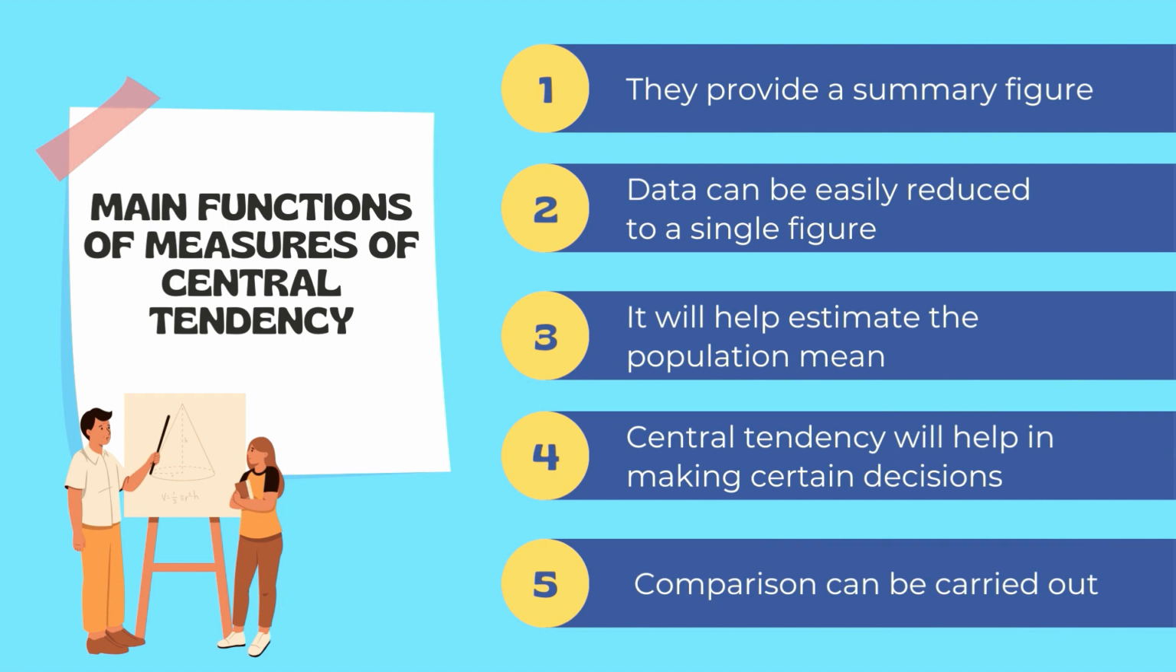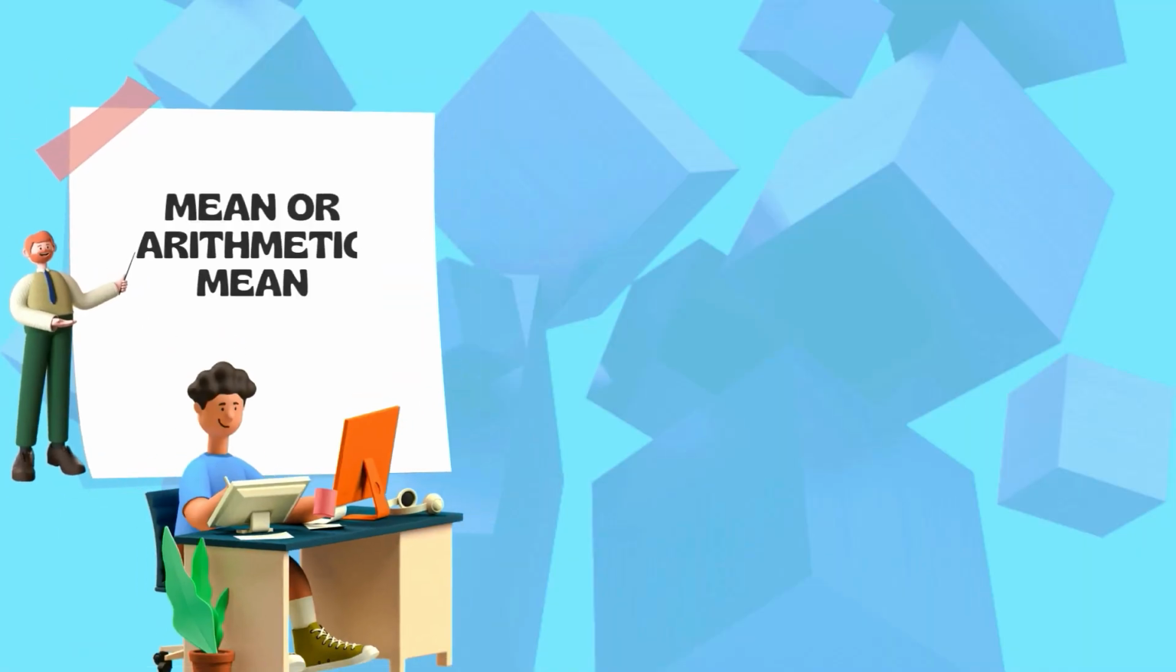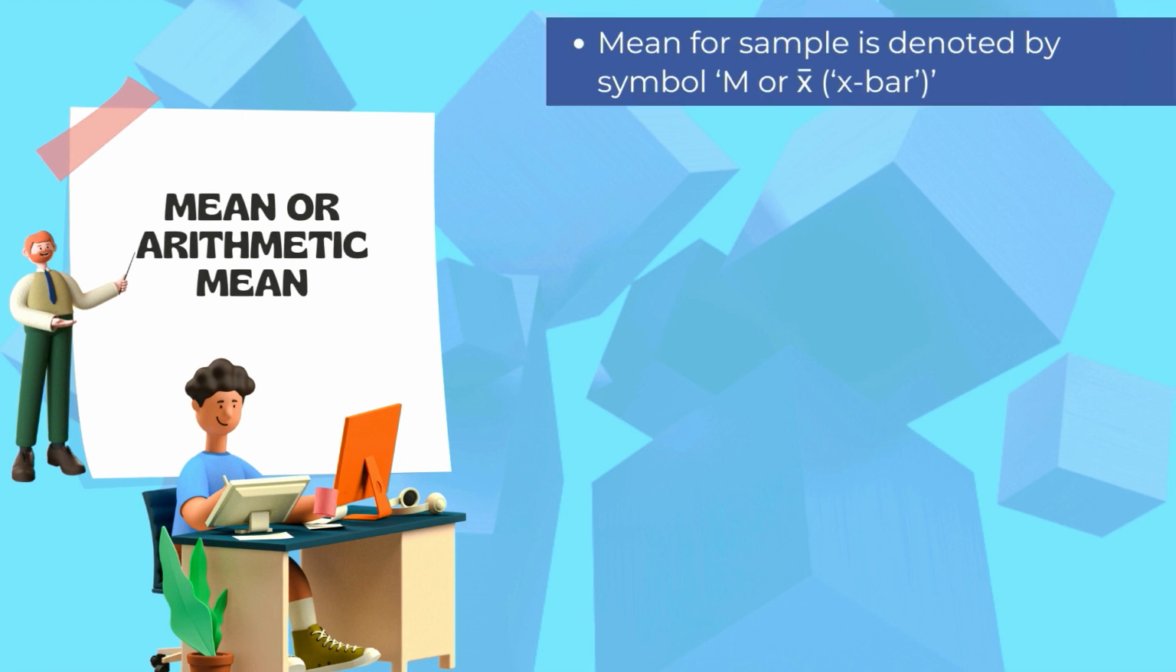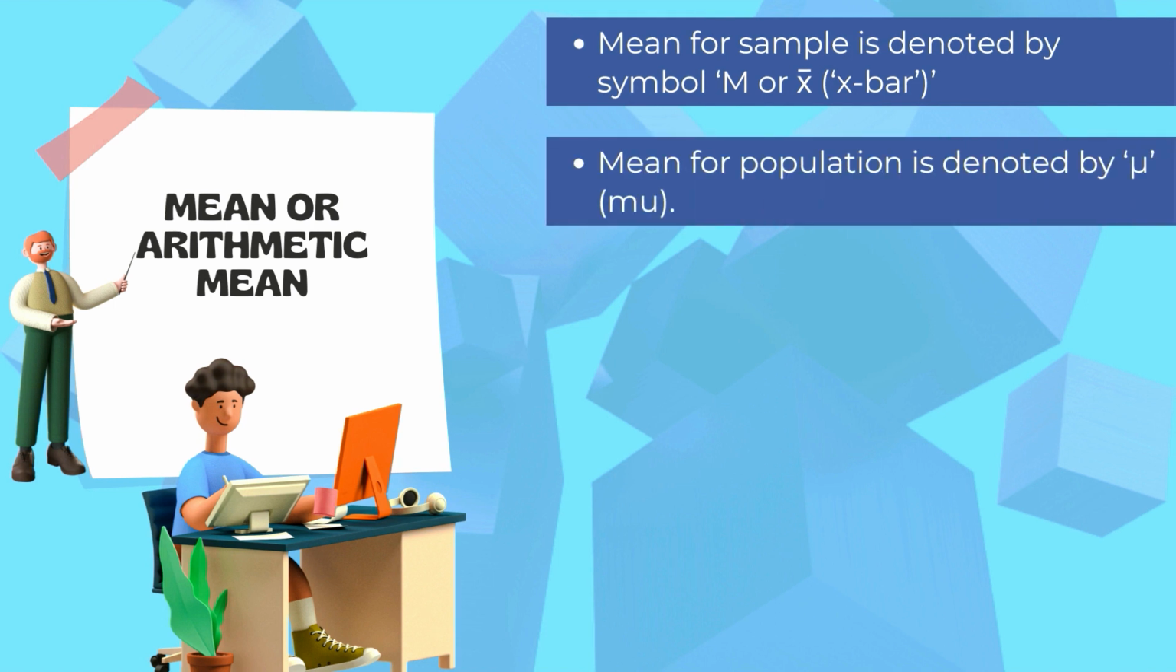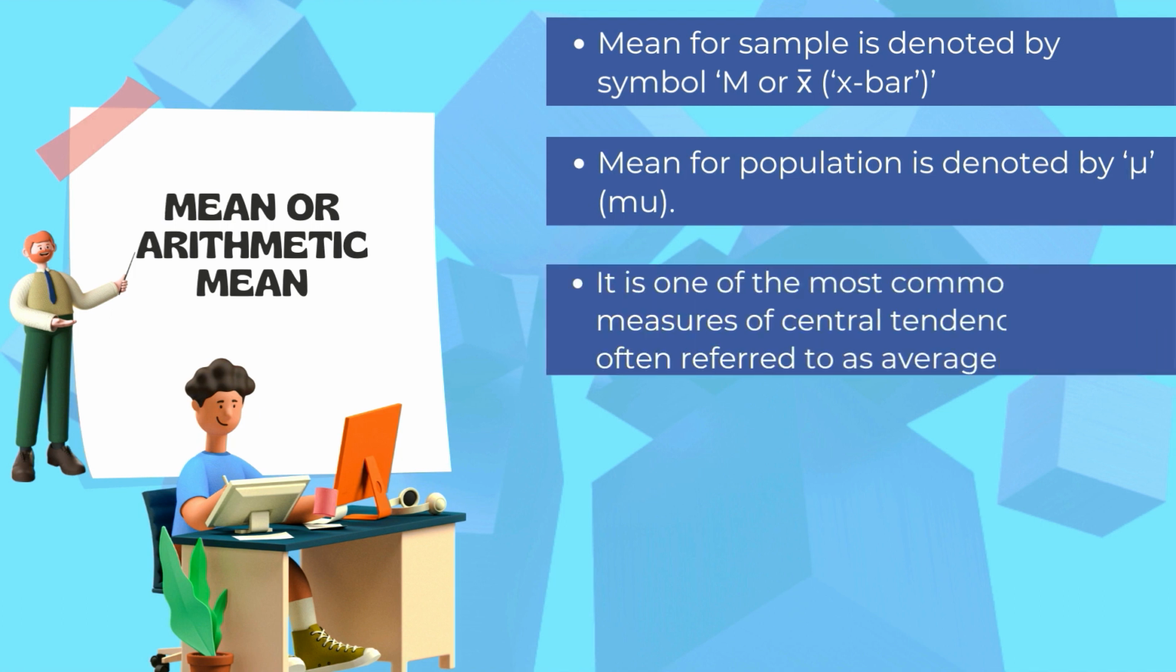So let me talk one by one about all these three central tendencies as I have discussed. One is mean, the second one is median, and the third one is mode. So first of all, we will talk about mean, which is also known as arithmetic mean. The mean of the sample we indicate with the capital M, or sometimes we say X bar, capital X bar. Whereas if we have calculated the mean of the population, we use the symbol mu, which you can see in the slide as well.